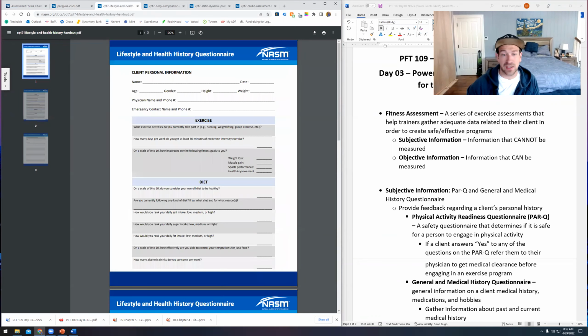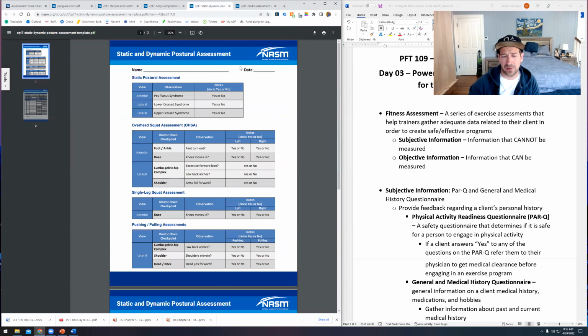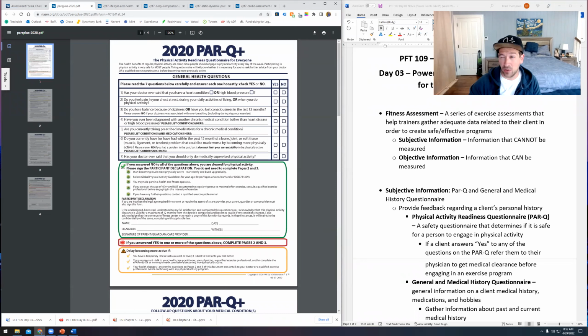Now, I'll be honest with you guys, I actually don't use these forms when I'm assessing my clients, because I find them to be a little bit clunky personally. Instead, I have taken these and made my own, where I've put everything on one big document all together.